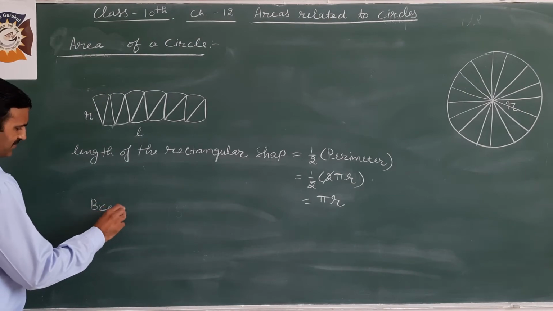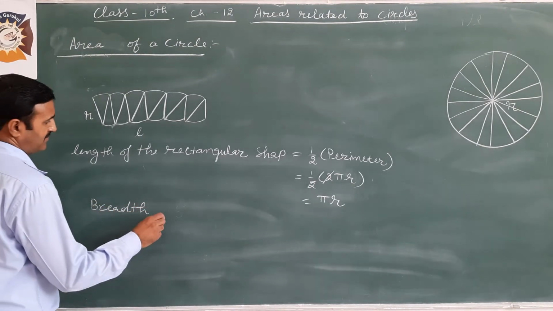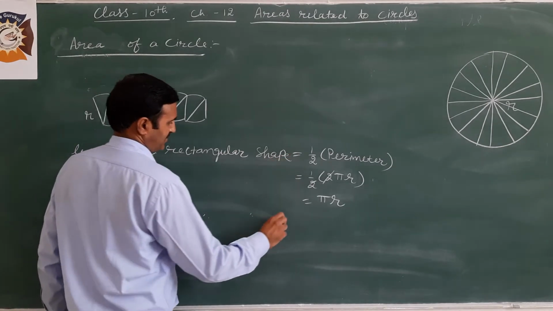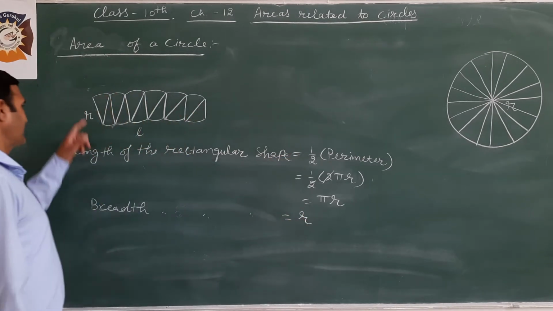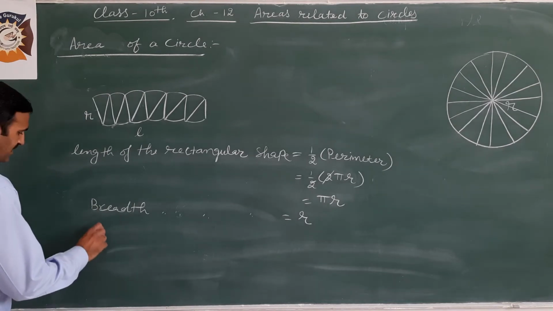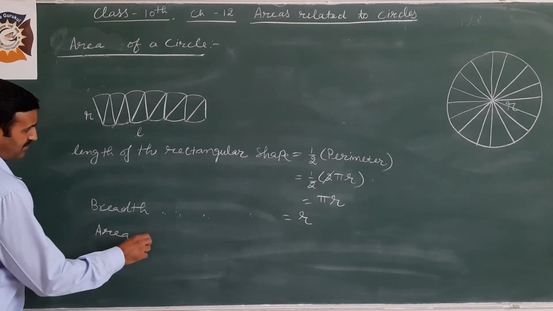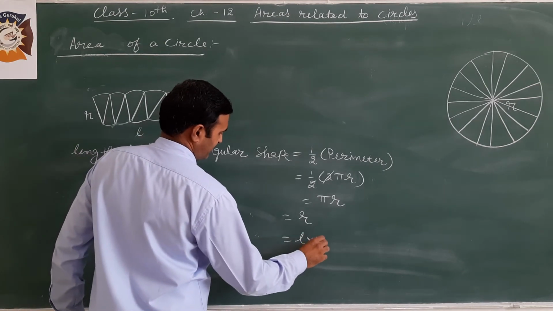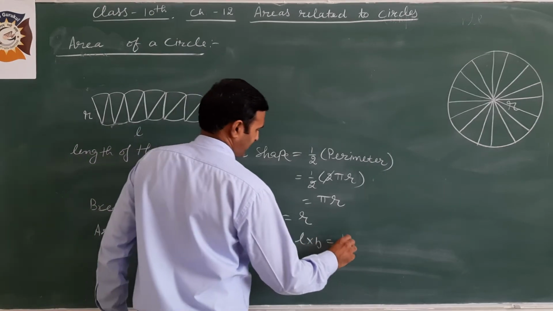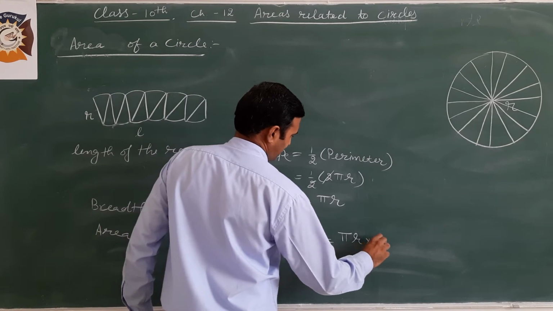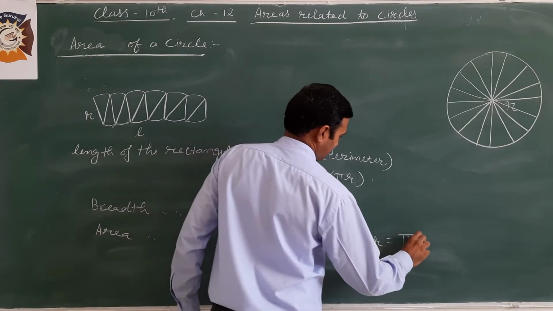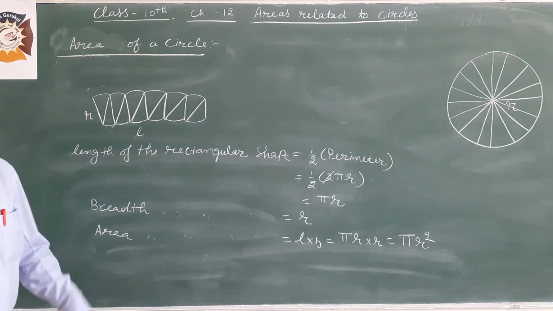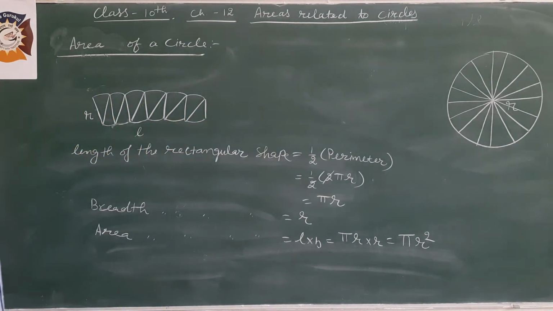The breadth or width of this is r. So the area of this rectangular shape is L into B. Length is pi r and breadth is r, so the area of the circle is pi r square. So this is the formula for the area of a circle.